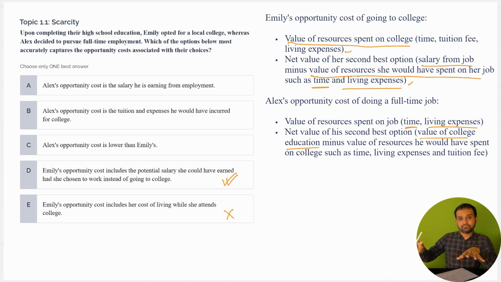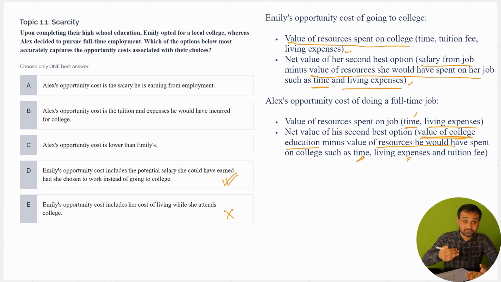But even if he gives up that value from college education, it's not like he wouldn't have to spend resources to get that education. So you have to subtract from the value of college education the resources that he would have spent on that: the time he would spend, the living expenses he would have to pay, and also the tuition fee. So as you can see, once again, the time and living expenses cross out, leaving pretty much zero there in the net value of the second best option. So essentially for Alex, his opportunity cost of doing a full-time job would simply be the value of his college education minus the tuition fee that he would have had to pay.